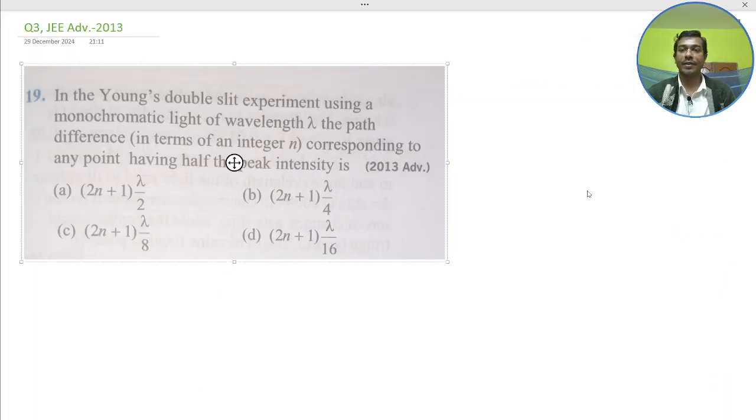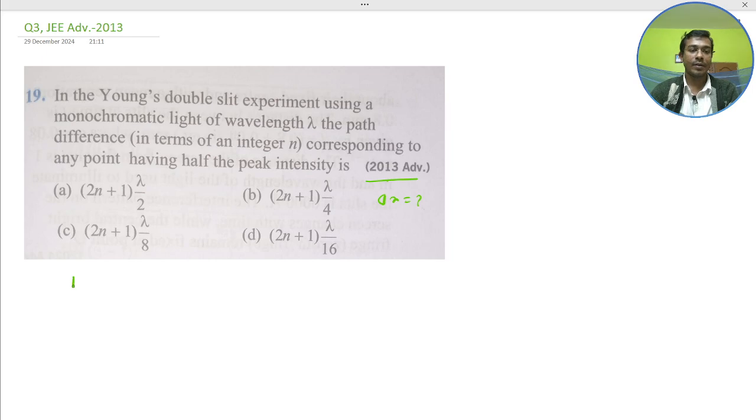This question came in JEE Advanced 2013. In a Young's double slit experiment using monochromatic light of wavelength lambda, you have to find the path difference.